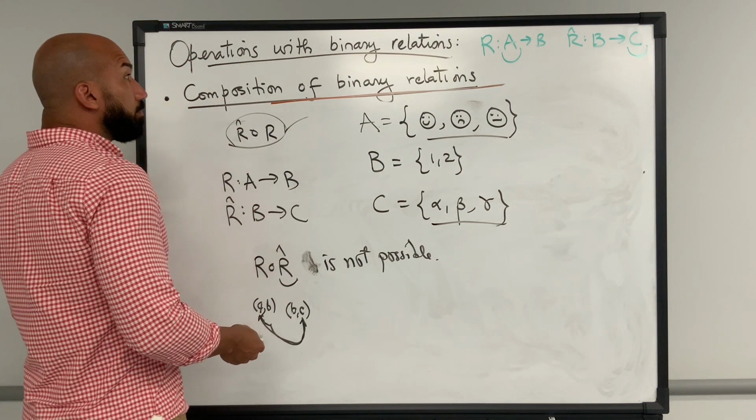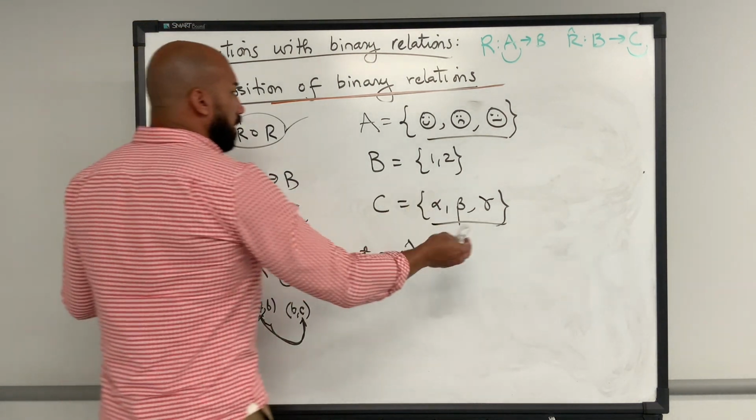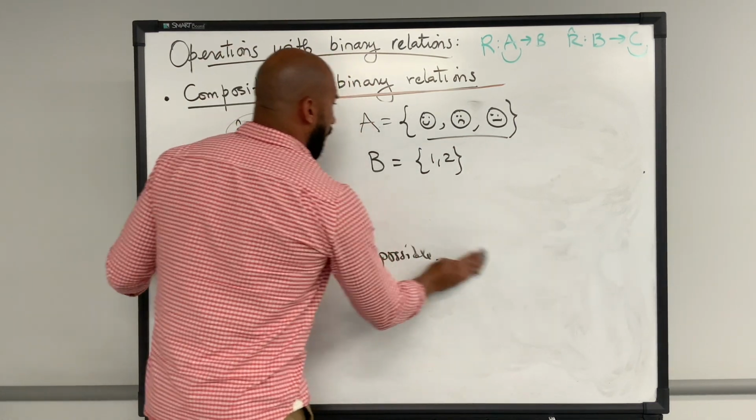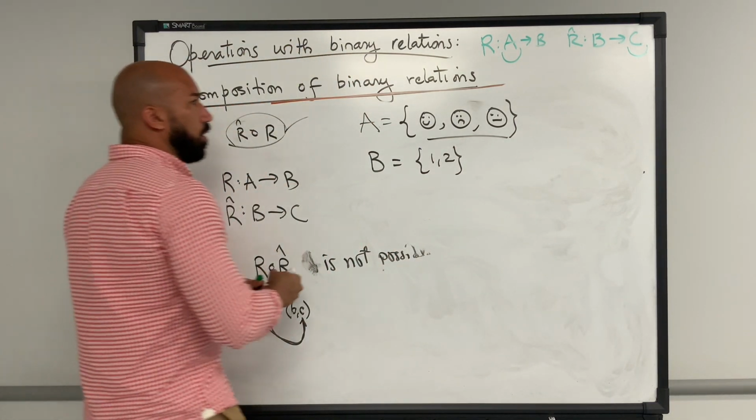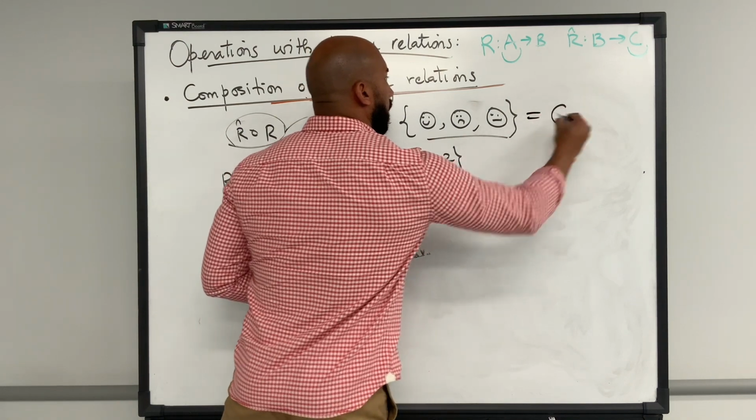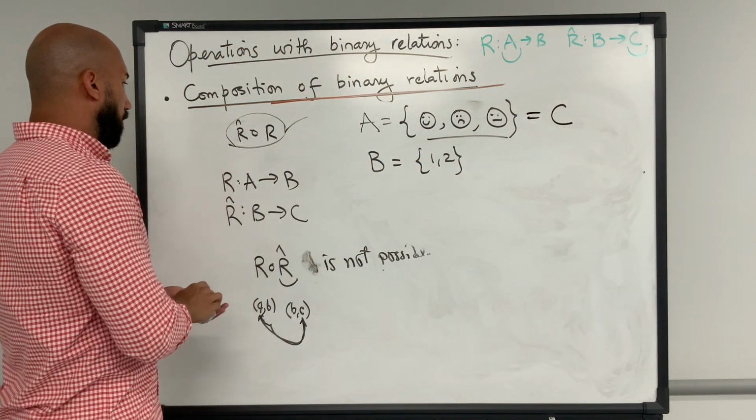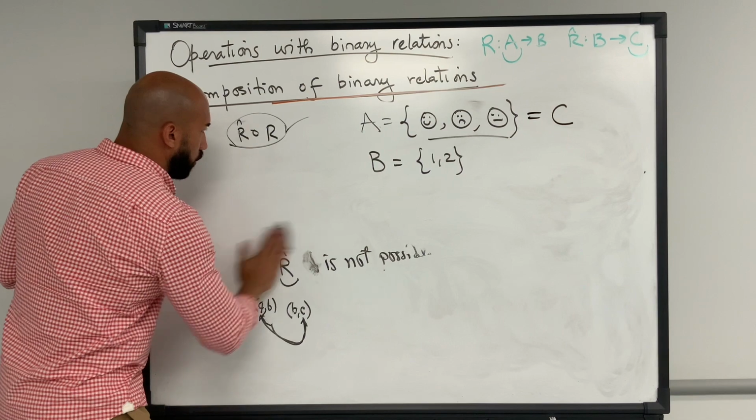All right. But what happens if I use C now equals to A and I consider new relations?